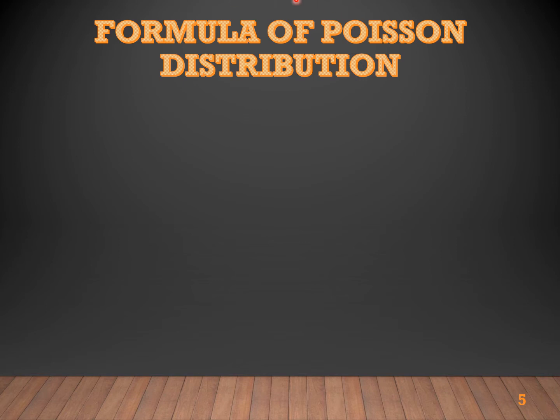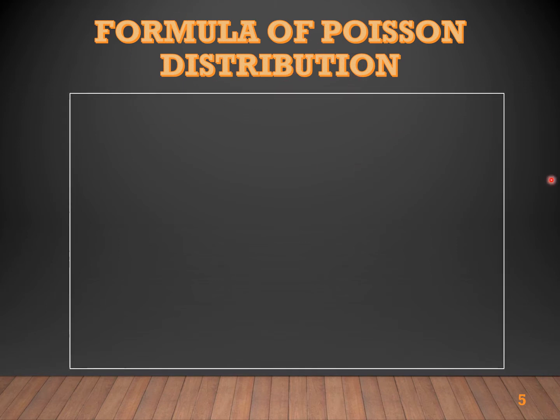Now, I will discuss the formula of Poisson distribution. Here is the formula of Poisson distribution. P denotes the probability, x the number of successes, mu the mean: mu raised to power x, e raised to power minus mu, divided by x factorial.